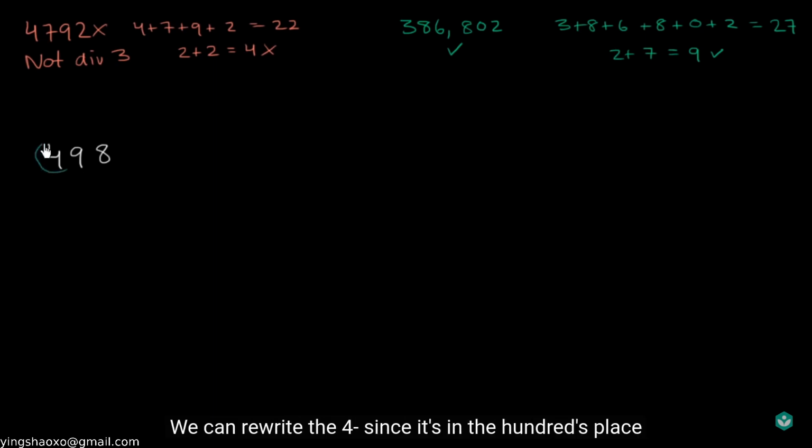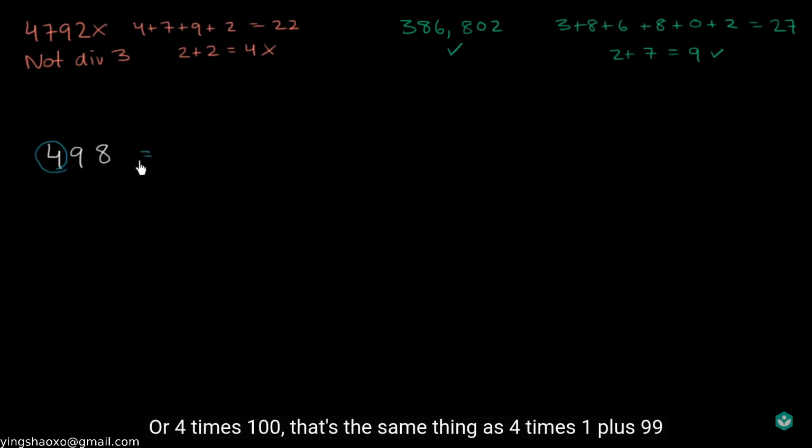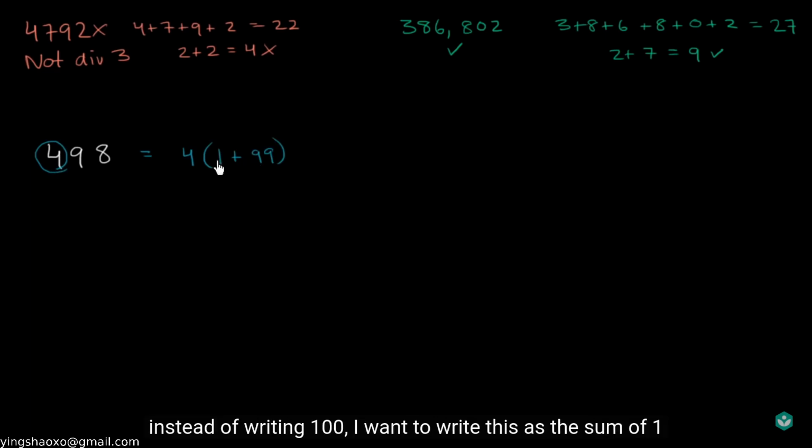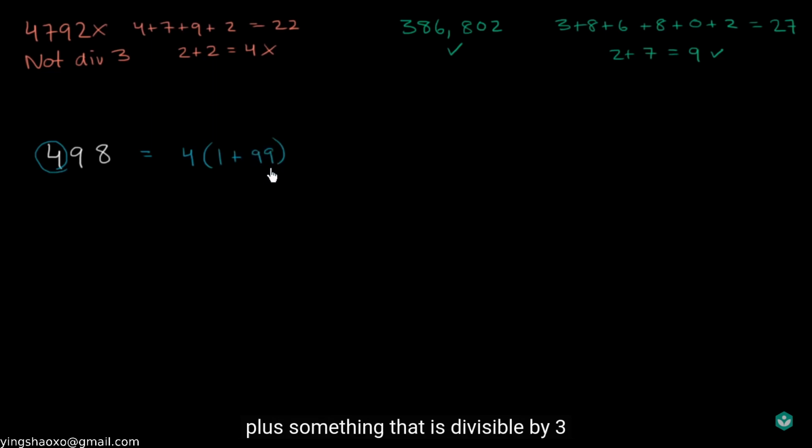We can rewrite the 4, since it's in the hundreds place, as 4 times 100. Or 4 times 100, that's the same thing as 4 times 1 plus 99. That's all this 4 is. It's 400, which is the same thing as 4 times 100, which is the same thing as 4 times 1 plus 99. And the little trick here is that instead of writing 100, I want to write it as the sum of 1 plus something that is divisible by 3. And 99 is divisible by 3.